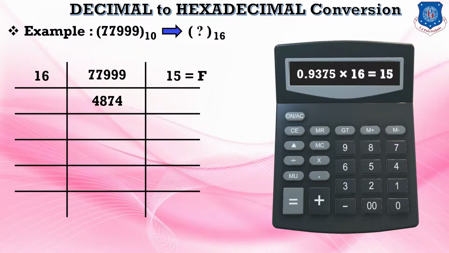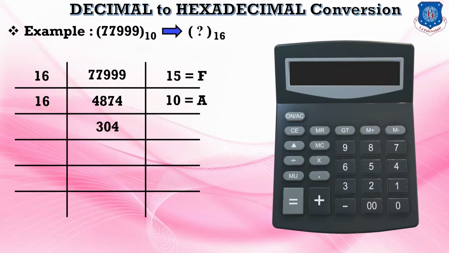Now for the next step, we divide 4874 by 16. Then we get the answer 304.625. From this answer, 304 becomes the quotient, and the remaining term is 0.625, which we multiply by 16, then we get the answer 10. 10 is the remainder, but again we can't write 10 directly, so we replace 10 with capital A.